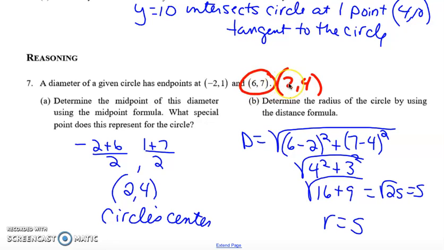I subtract the x's, 6 minus 2 squared, plus, and then I subtract the y's, 7 minus 4 squared, and all of that is under the square root. So 6 minus 2 is 4, 4 squared is 16, 7 minus 4 is 3, 3 squared is 9. This is still under the square root. The square root of 25 is 5, so that's my radius.